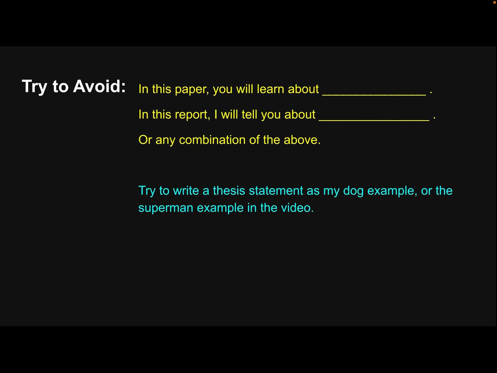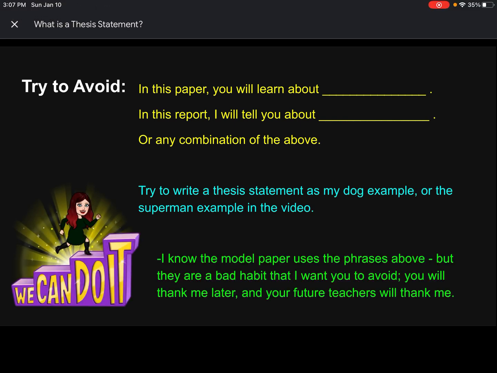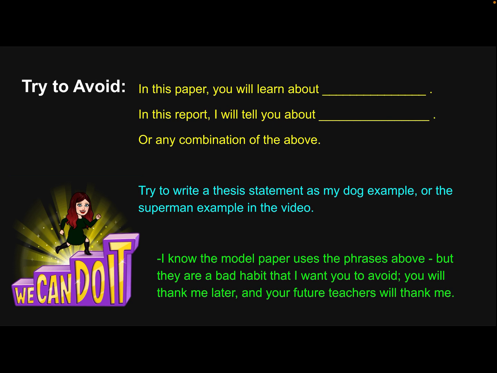Try to write a thesis statement like my dog example or the Superman example in the video. It didn't say "in this paper I'm going to tell you about why Superman is so cool," okay? No, it didn't do that. So I want you to avoid that. And I know that the model paper uses the phrases above, but they are a bad habit that I want you to avoid. You will thank me later, and your future teachers will thank me, okay? I don't want to see those. I don't exactly agree with the model paper because of those statements, okay? I don't need to know.